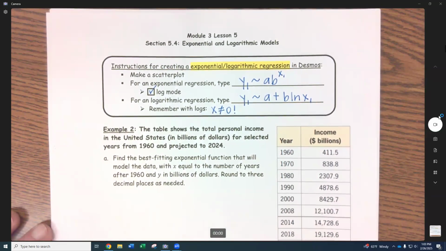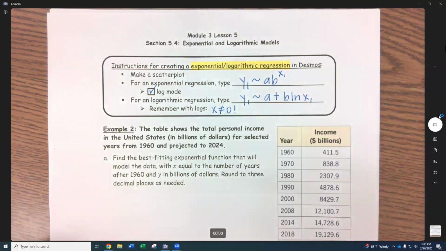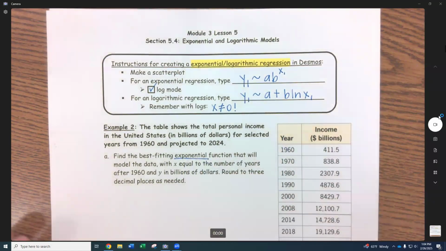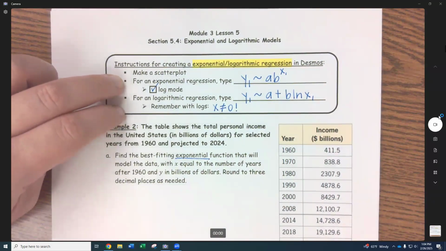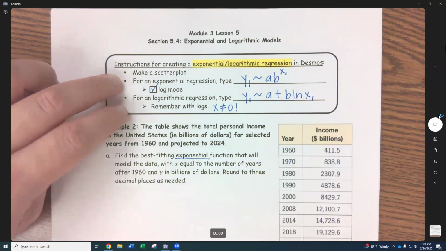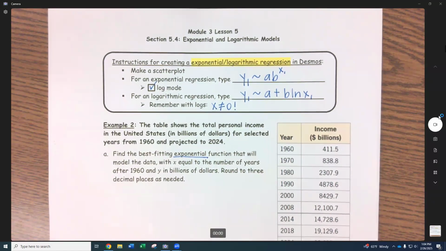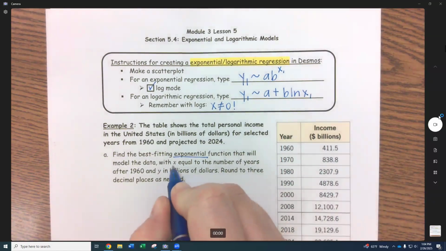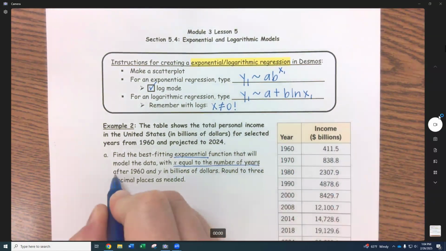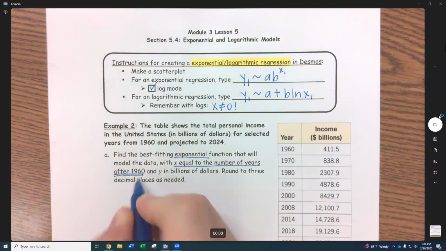So example 2. The table shows the total personal income of the United States in millions of dollars for selected years of 1960 and projected to 2024. Find the best fitting exponential function. So it's going to tell you which function to use, you're not having to pick between these two. Find the best exponential function that will model the data with x equal to the number of years after 1960.